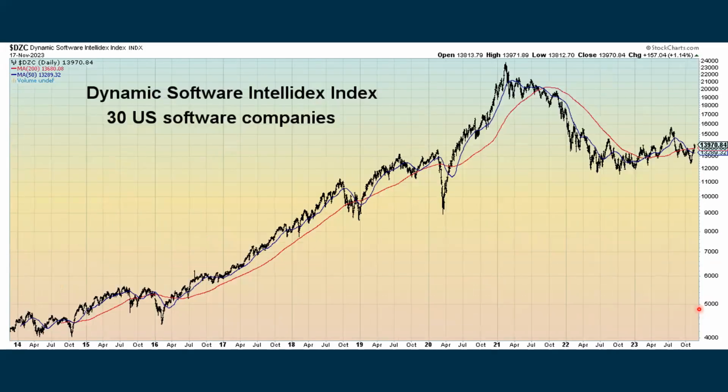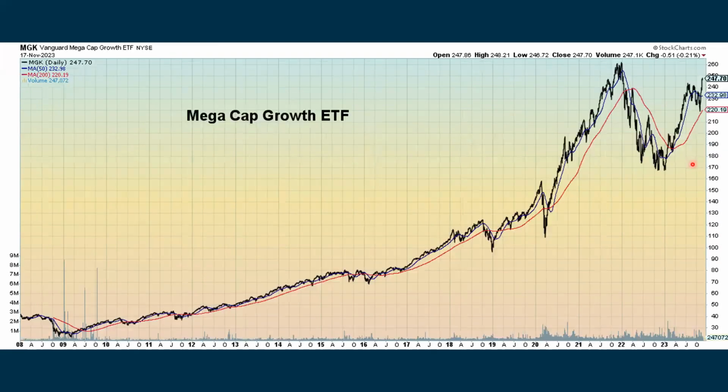We look at the 30 biggest software companies in the US. They generated a recent death cross, but they've been bouncing back. The longer they can stay above both of these moving averages, the more we might see a golden cross. These are the mega cap stocks, and these have been the real big performers in 2023, where they're really in a solid uptrend after seeing some weakness.